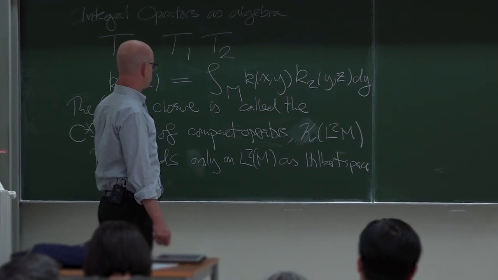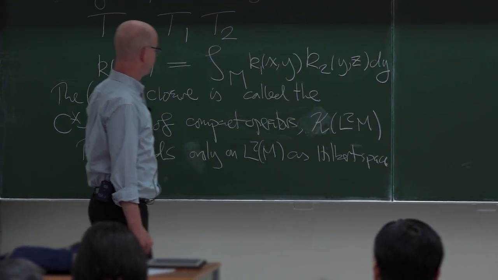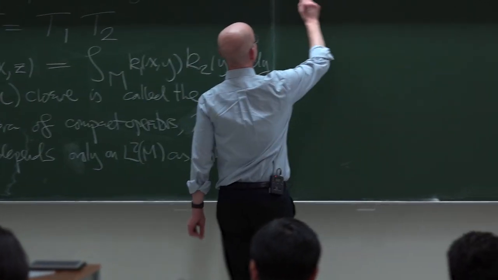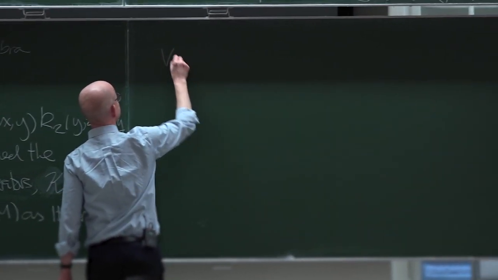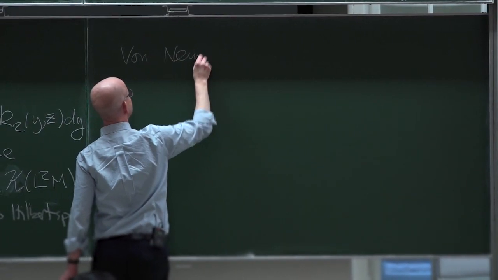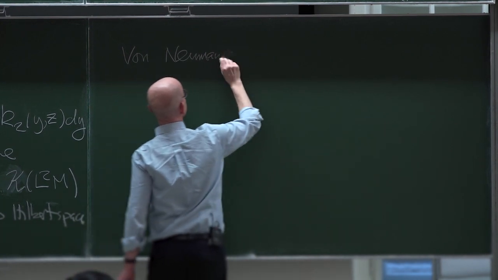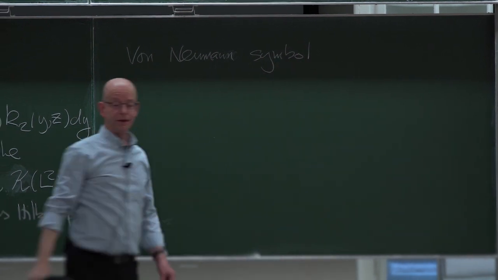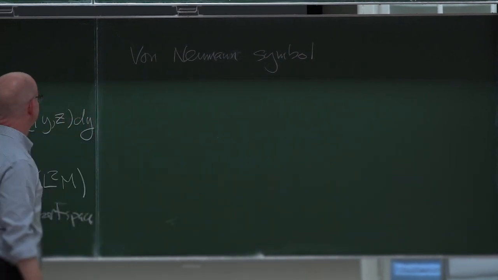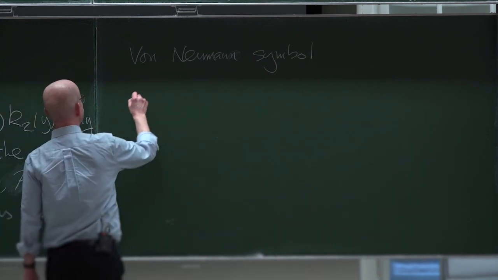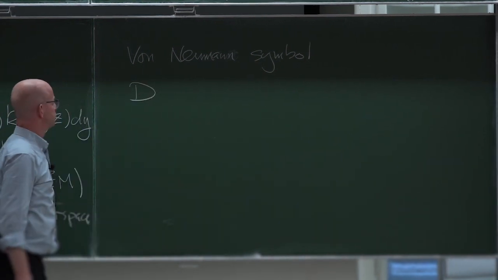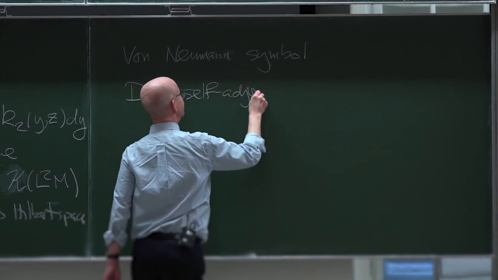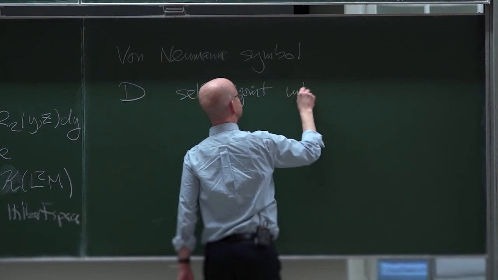I'd like to describe something which will cause us to maybe want to tinker with the construction of the compact operators here. And so first of all, let's introduce another character into the picture, von Neumann. And let me coin a term here, the von Neumann symbol. This is not standard. It's just for the purposes of this lecture. So what von Neumann studied were, among many other things, self-adjoint unbounded operators.